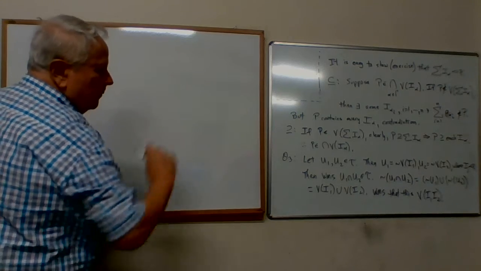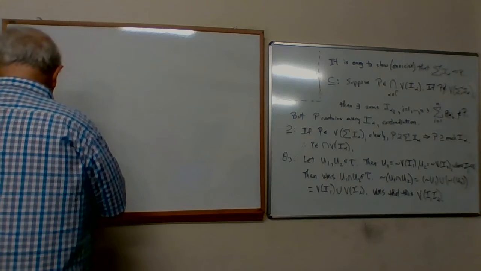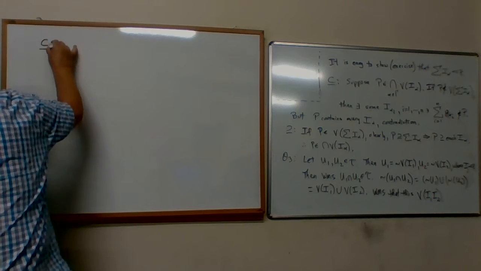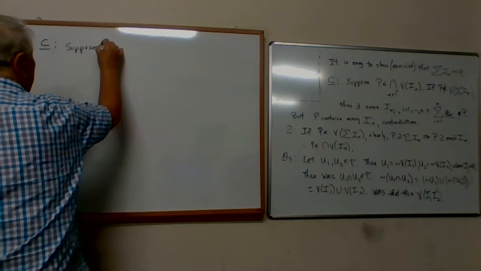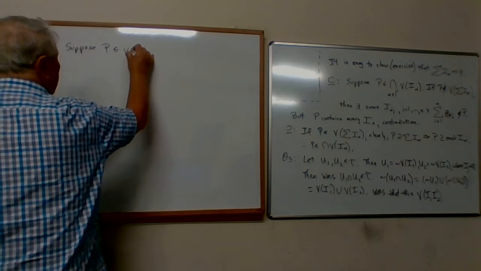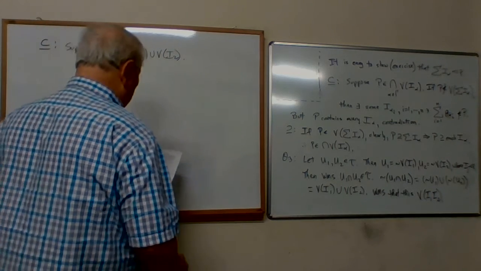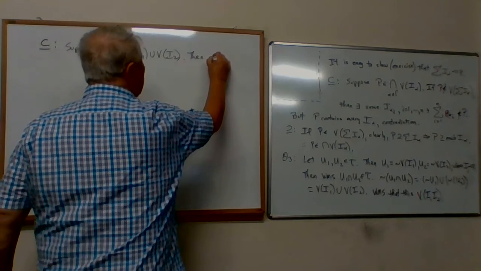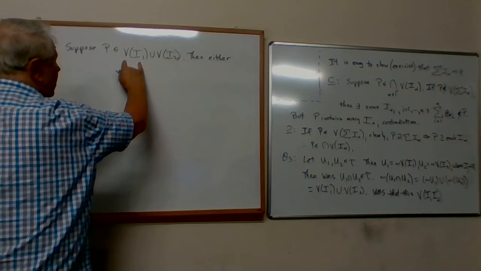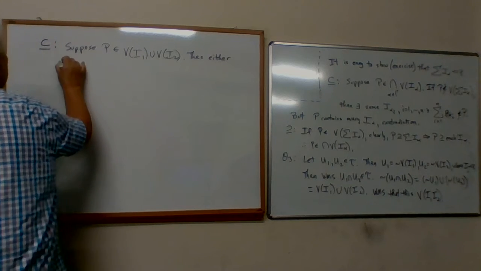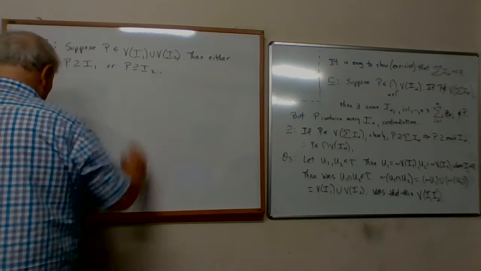But I have to show that this union is V of something, and I1 times I2 turns out to be the something. So how do you show two sets are equal? Show each as a subset of the other. So suppose that P lives in V of I1 union V of I2. Then either P is in here or P is in there. Well, what's this? This is the set of all the prime ideals that contain I1. So either P contains I1 or P contains I2.